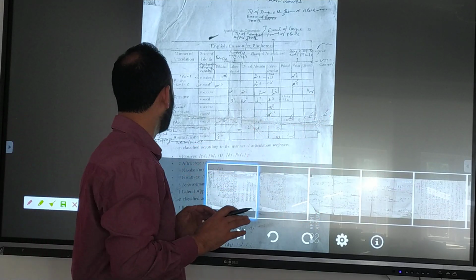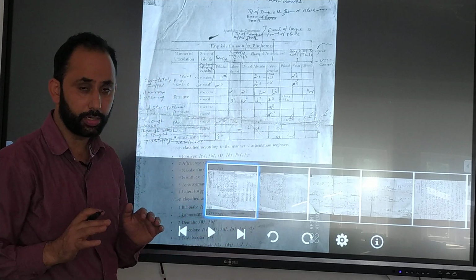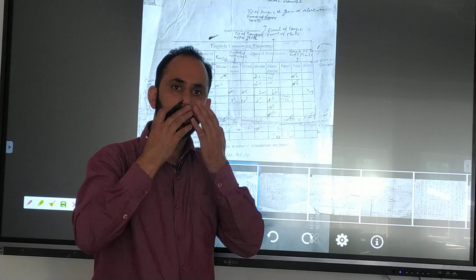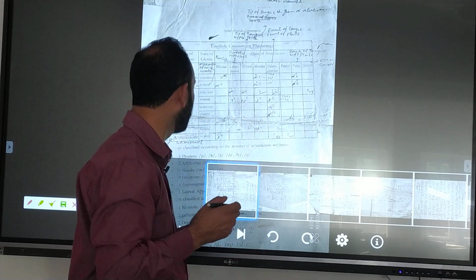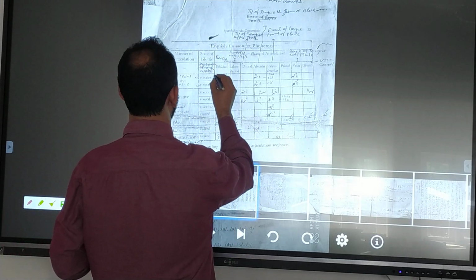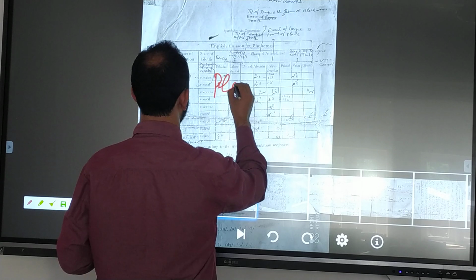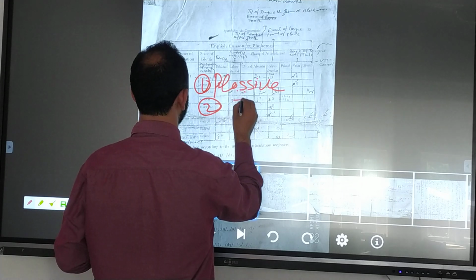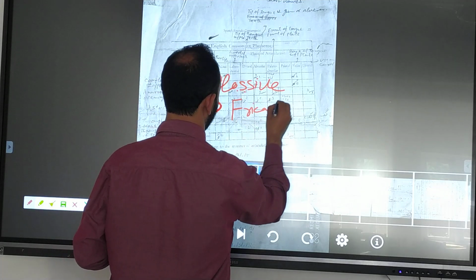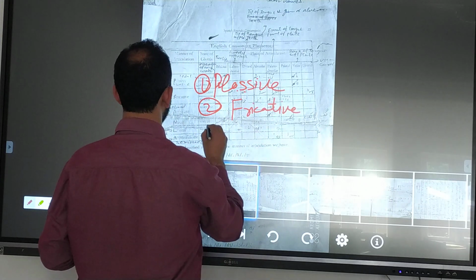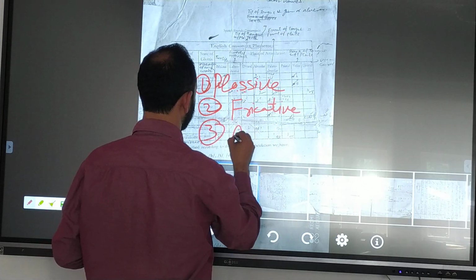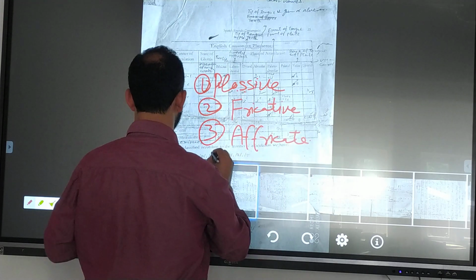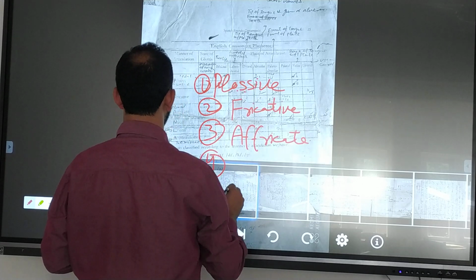And also they are divided on the basis of place of articulation. By place of articulation we mean which part of our mouth is used for producing them. According to that, they are, number one, plosive. Number second, fricative. And number third, affricate. And number fourth, nasal.